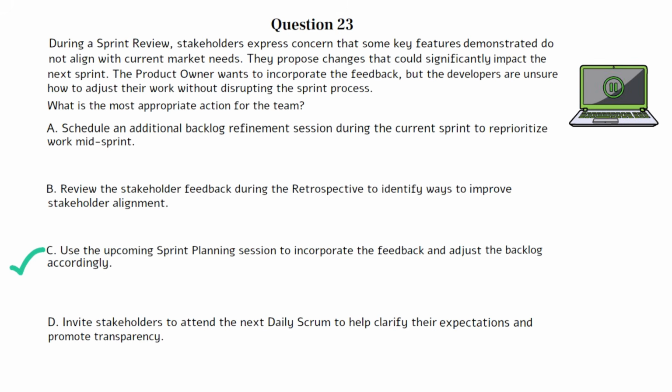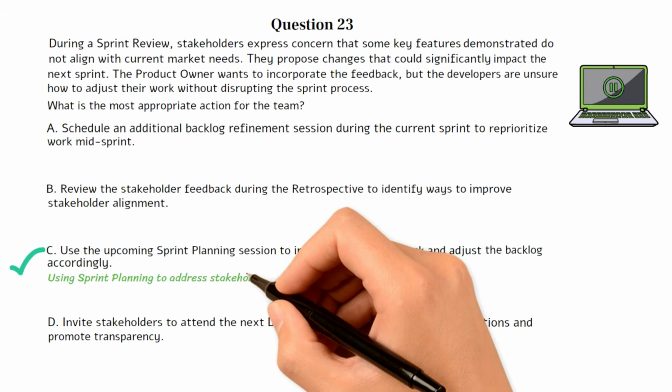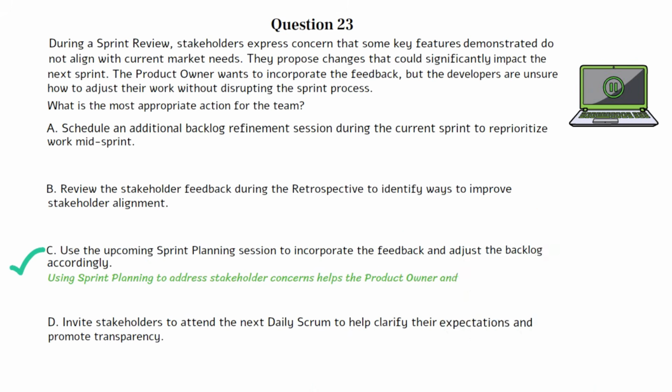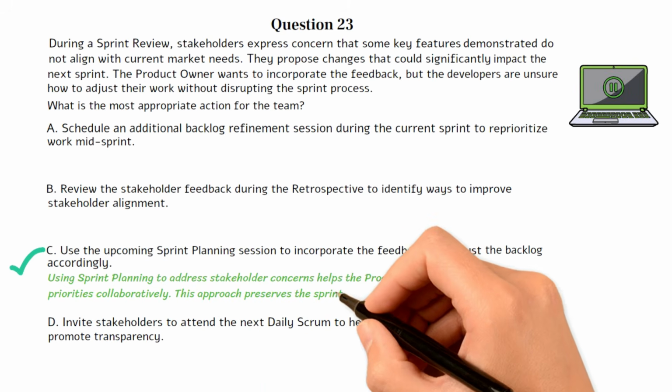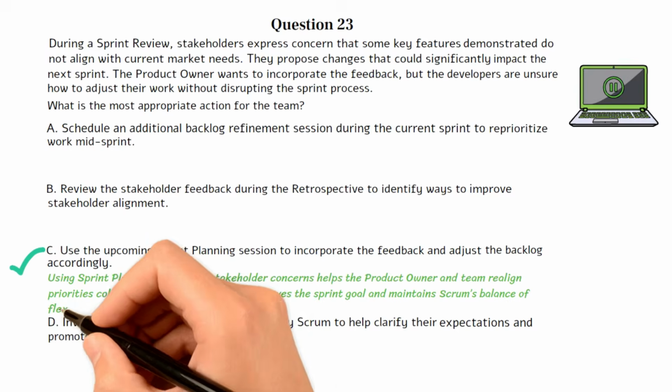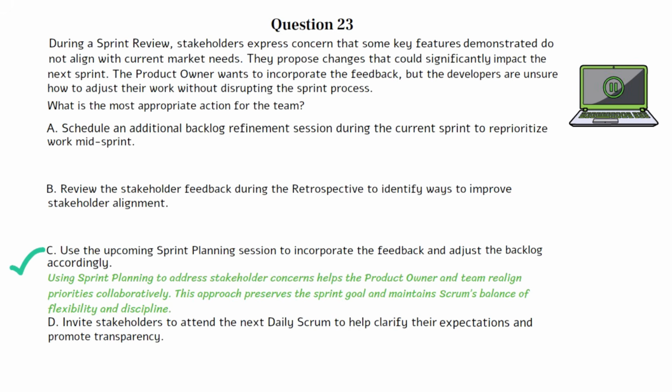The sprint planning session is the appropriate event to evaluate new insights and adjust the backlog in a focused and time-boxed way. Using sprint planning to respond to stakeholder concerns allows the product owner and team to collaboratively realign priorities without compromising the current sprint goal or breaking the rhythm of delivery. It upholds Scrum's balance of flexibility and discipline.